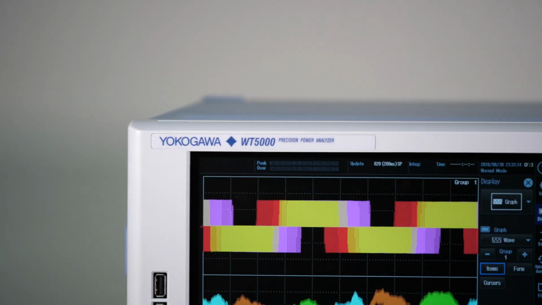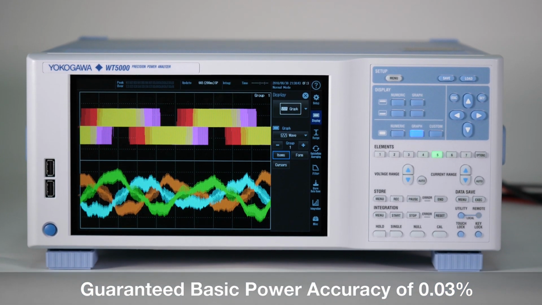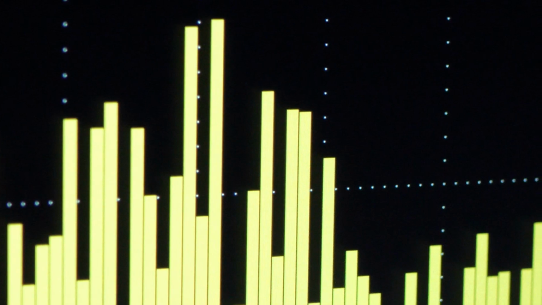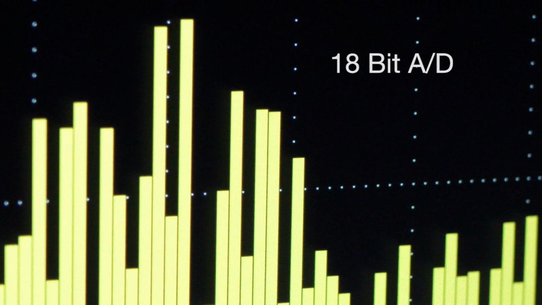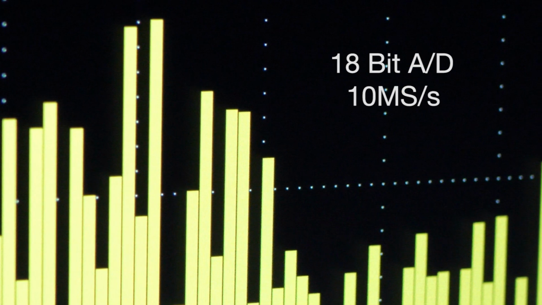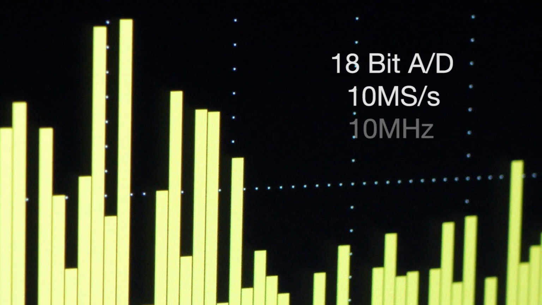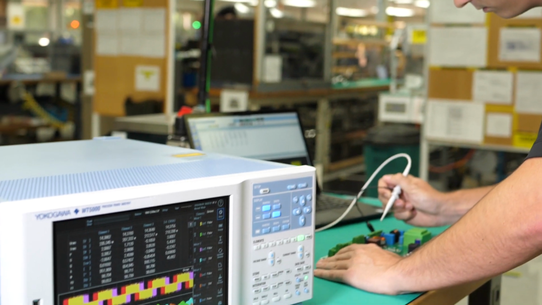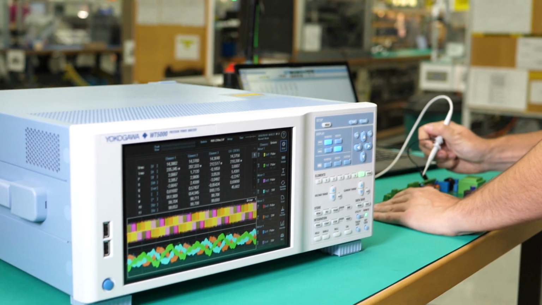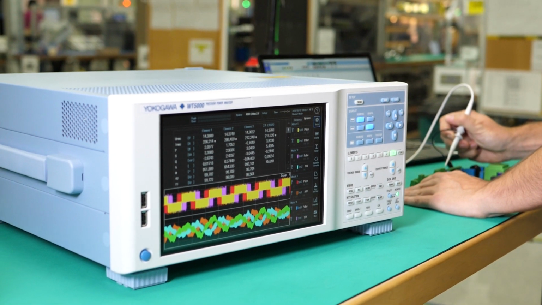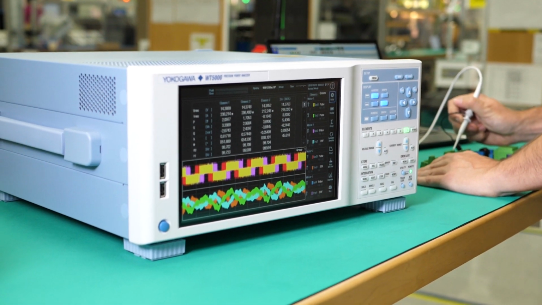Introducing the next generation in precision, the WT5000 Precision Power Analyzer. Built with an 18-bit A to D, sampling at 10 megasamples per second, and a bandwidth of up to 10 megahertz, the WT5000 gives you extraordinary precision and exceptional performance for the most demanding applications.